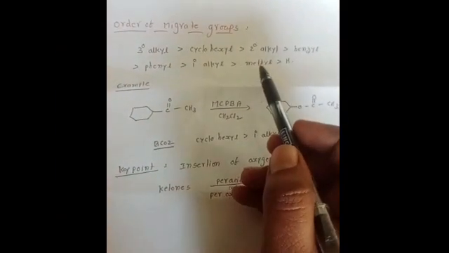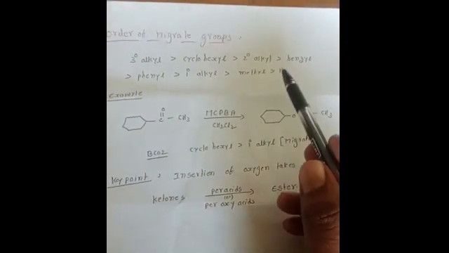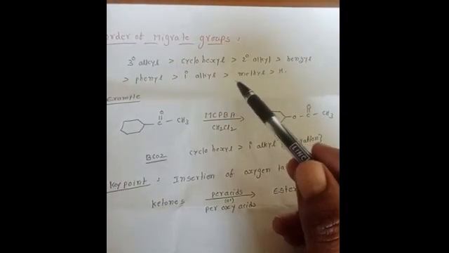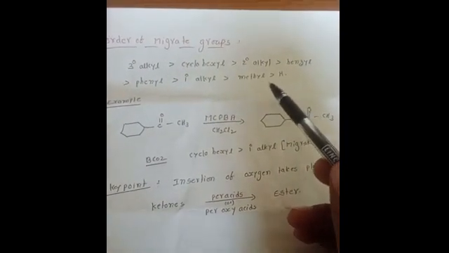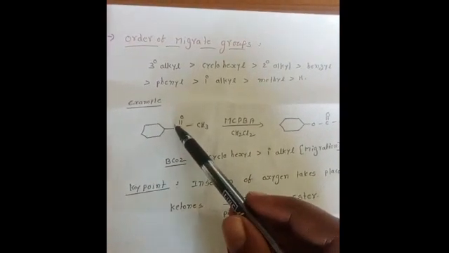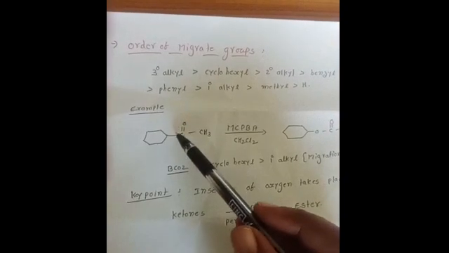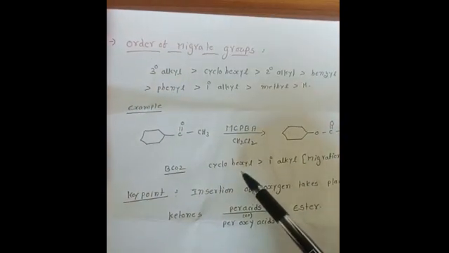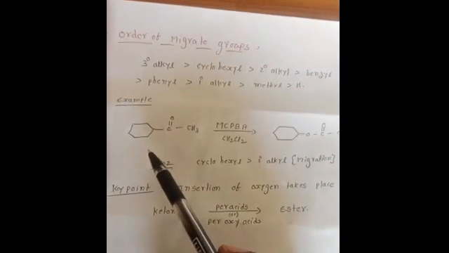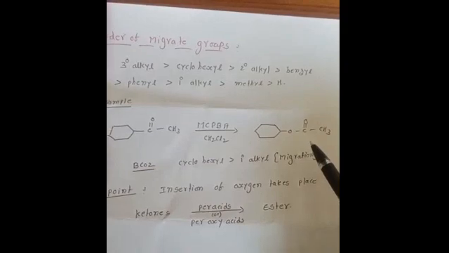Order of migration of groups: tertiary alkyl, cyclohexyl, secondary alkyl, benzyl, phenyl, primary alkyl, methyl, hydrogen. Example: in this example, two possibilities there. One, this bond breaking, or the other bond breaking. In this case only consider cyclohexyl and primary alkyl migration. Cyclohexyl has more migration. That's why it forms this product. This is the major product.